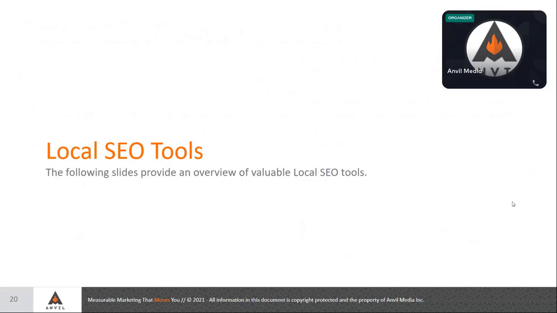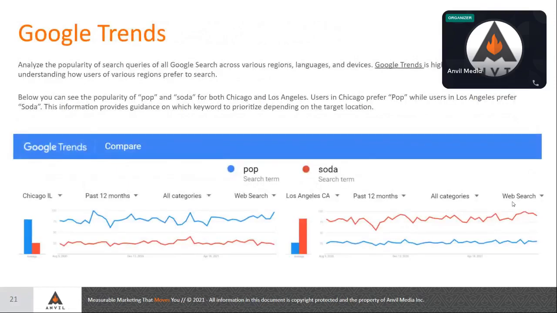Then next we'll be talking about some local SEO tools. You probably already heard us mention a few, but we're going to outline our favorites. So the first is Google Trends. Google Trends is a great tool to analyze the popularity of search queries across Google search and across various regions, languages, and devices. Google Trends is a really effective tool in terms of understanding how the users of various regions prefer to search and the trends around that.